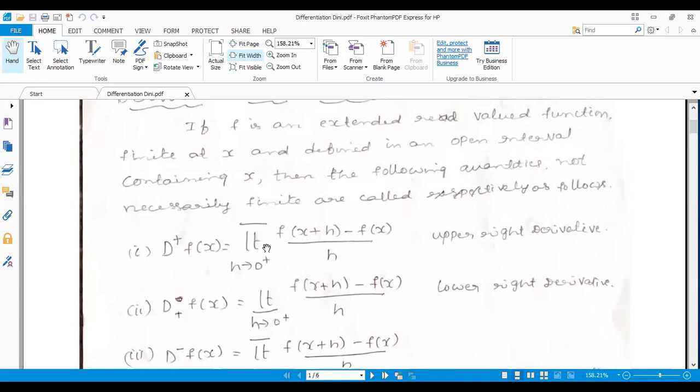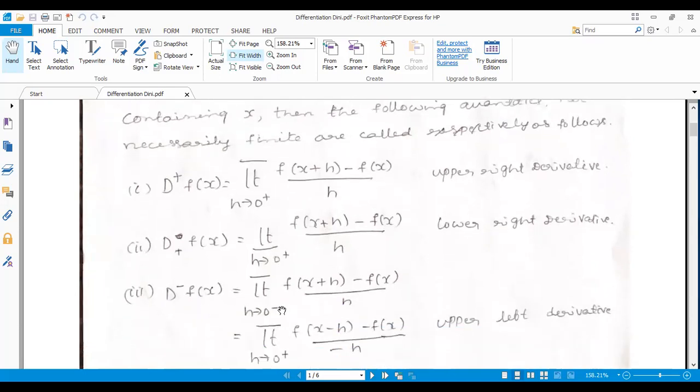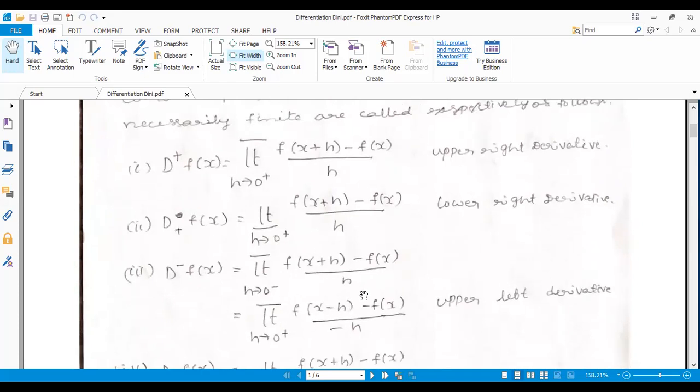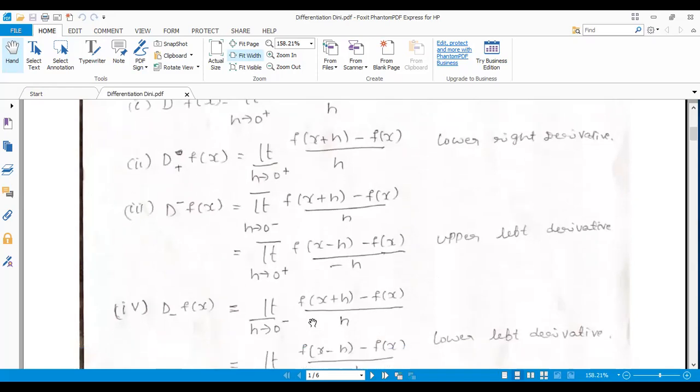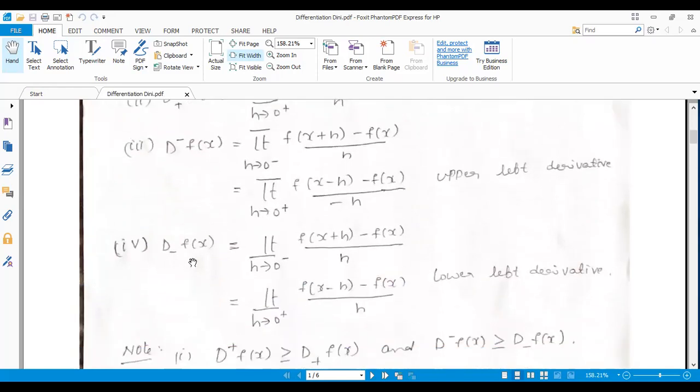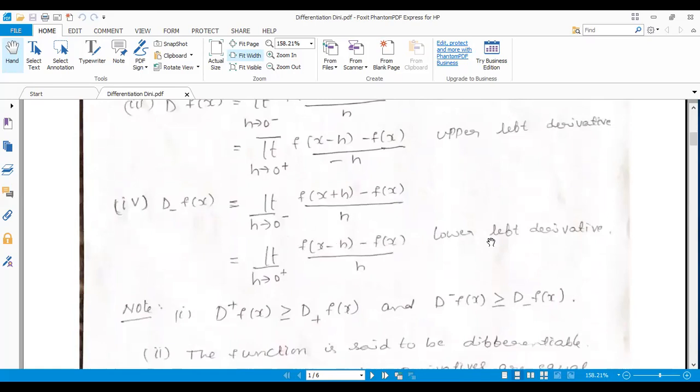Some books, instead of the upper limit bar, write superior here and inferior there. And D minus f of x is equal to the limit superior as h tends to 0 minus of f of x plus h minus f of x divided by h. This is the definition of D minus f of x, the upper left derivative. Similarly, the lower left derivative of f at x is equal to the limit inferior of f of x plus h minus f of x divided by h. This is known as the lower left derivative. These four are known as Dini derivatives.